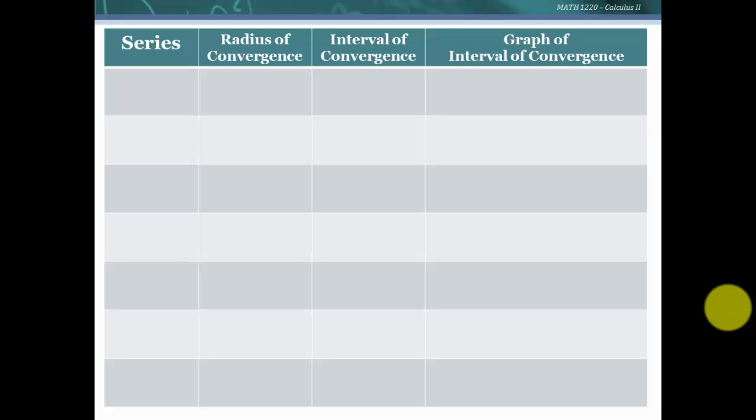So let's go ahead and look at some series and look at the radius and intervals of convergence in their graphs. We've looked at this series and we saw that it only had the radius of convergence at 0. So the interval of convergence is just a point, and if we looked at that graphically, then it's just that point.